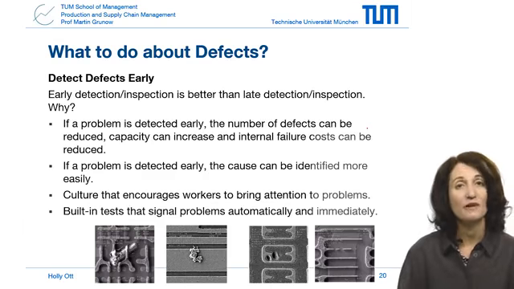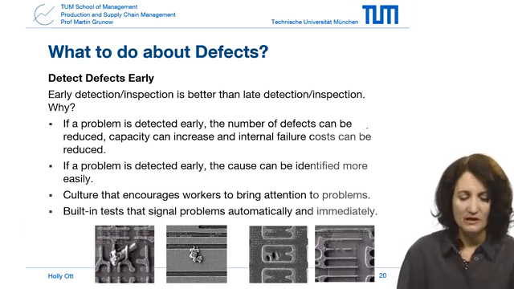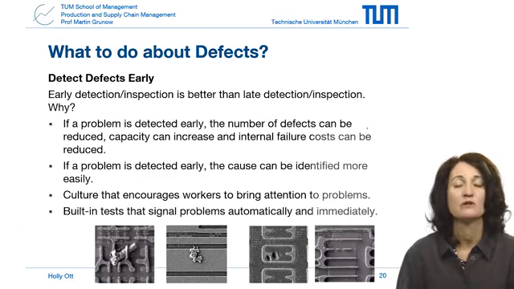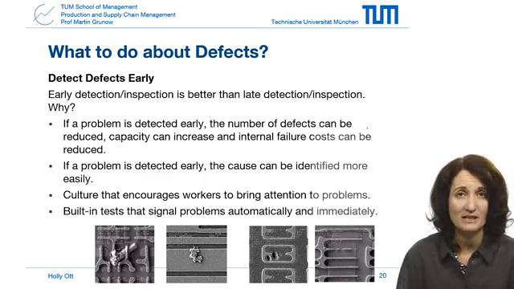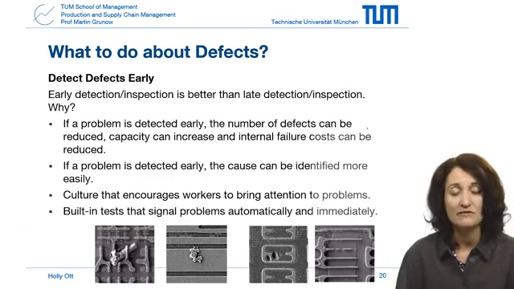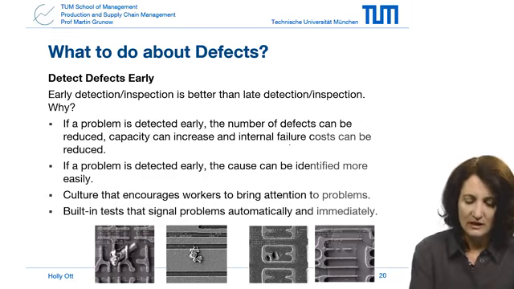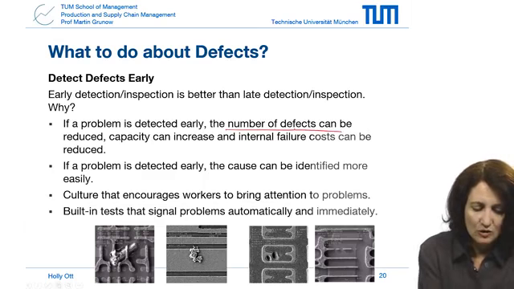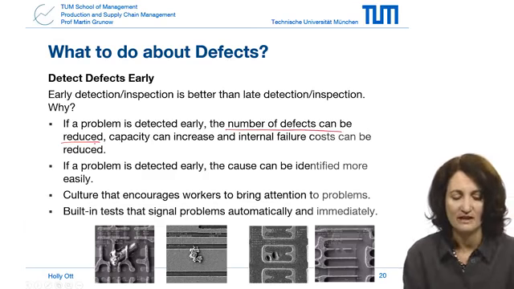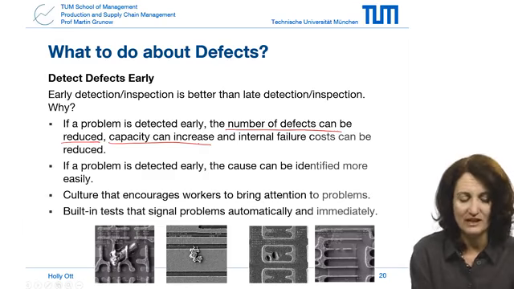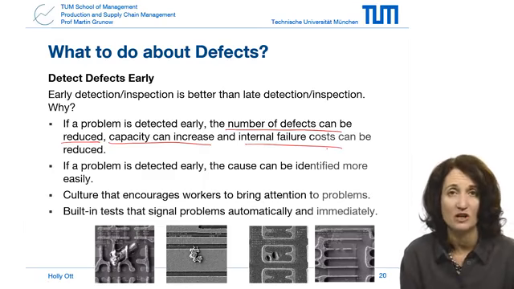Why? Well, we talked about that with our crayon factory. First of all, we're losing the cost of our materials for any defective that's produced, and we're going to be using even more capacity and manpower if that defect continues through the process. And if it's detected early, then the idea is that we can quickly look into it, reduce the number of defects. We can then get rid of those defective parts, and the capacity can be increased, and we'll reduce all those internal failure costs that we talked about.